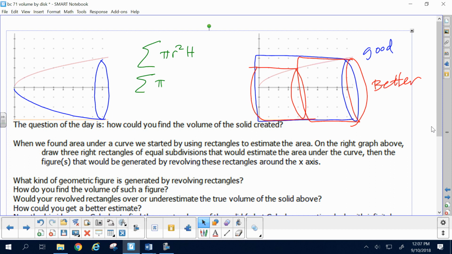Actually, I'll just let you go. What's the r? What's the h? And then infinitely many. Oh, I got it.